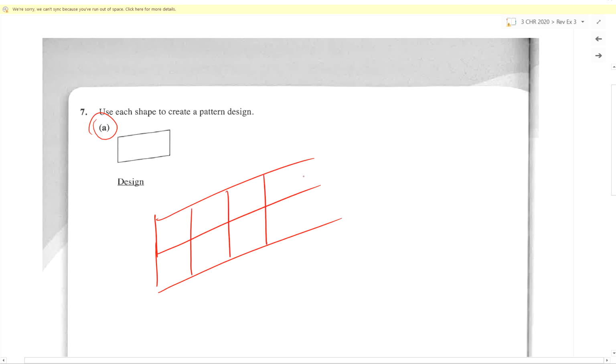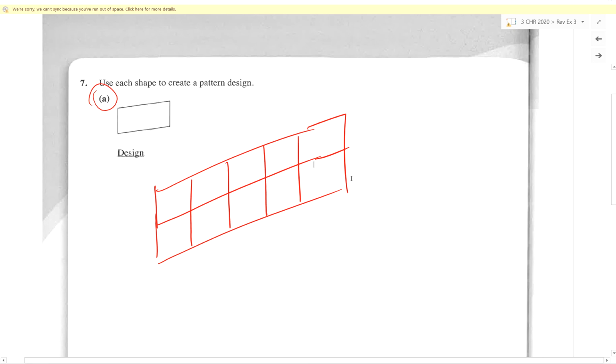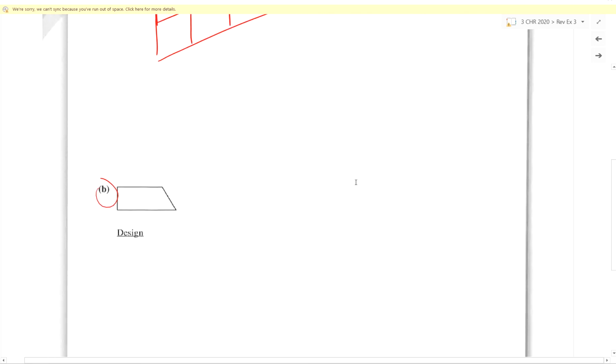More questions over here. Use the shape to create a pattern design. I would say something like this. This is probably one of the most basic shapes that we can get. Of course, there will be other accepted answers also, but I'm lazy to think of so many different answers. What about this?